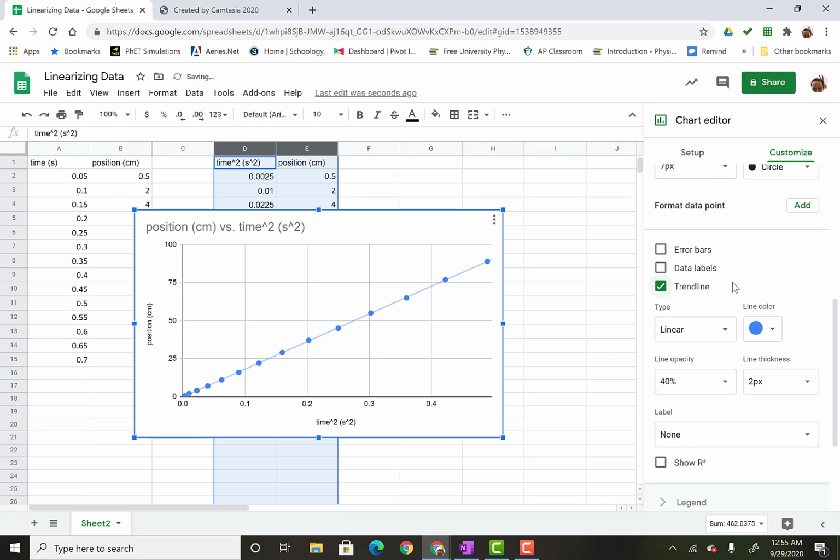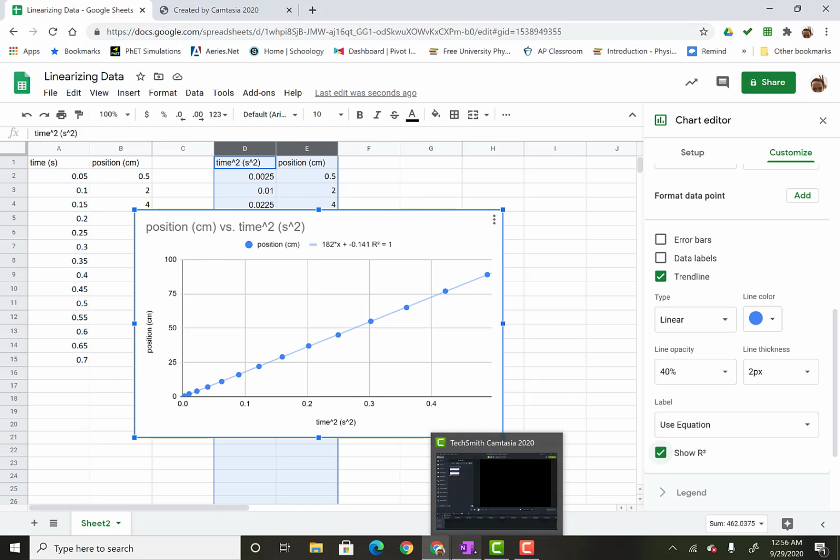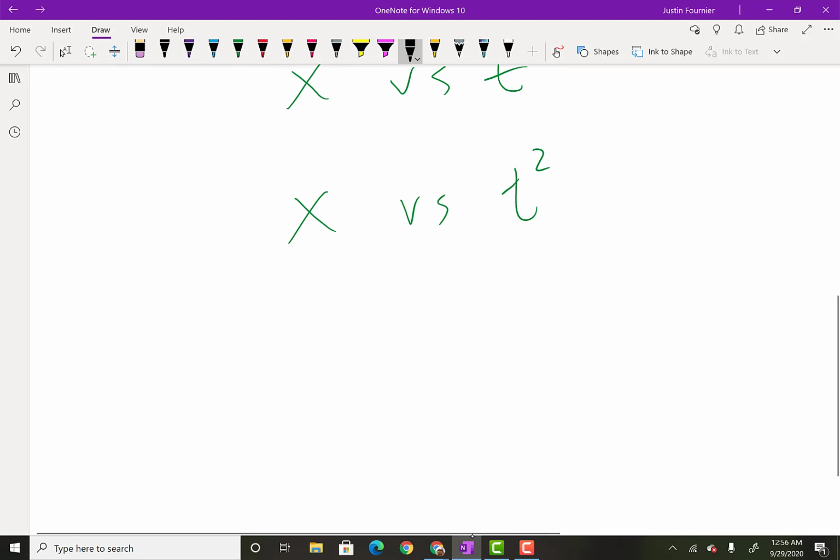So I make a trend line. Use equation, r squared equals 1. Wow, right? And then my graph equals 182. But remember, this is y equals 182, so that's m times x. And then here's my b, negative 0.141. But that's really, really close to 0. So I'm just going to ignore that altogether, and I'm going to focus on the 182 times x. So I got now a graph of y equals 182 times x.